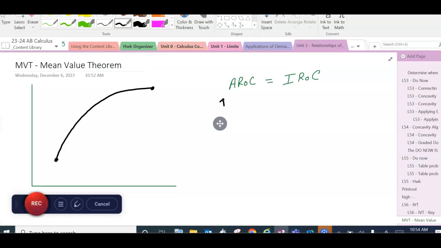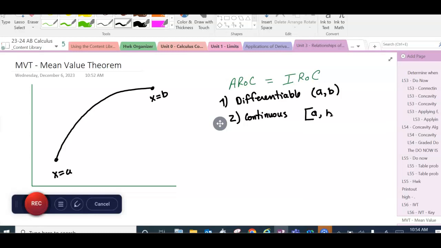So that means 1, we must be differentiable, if this is x equals a and this is x equals b, then on the open interval a to b. So that means not including our endpoints. 2, we must be continuous. And if something is differentiable, then it will be continuous. So here we have the closed interval including our endpoints.